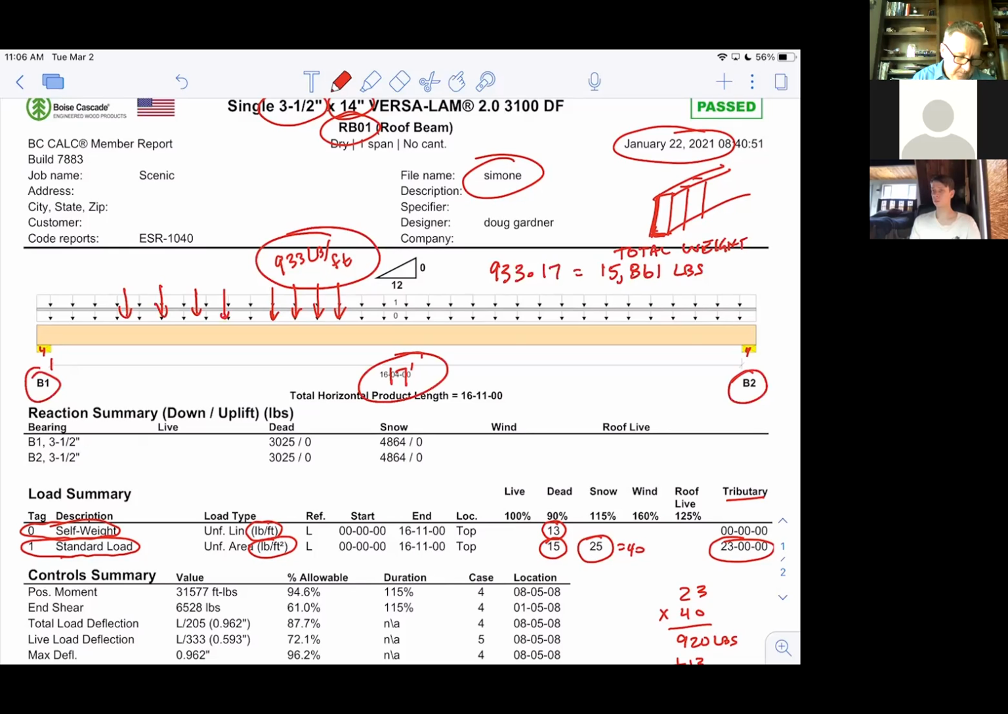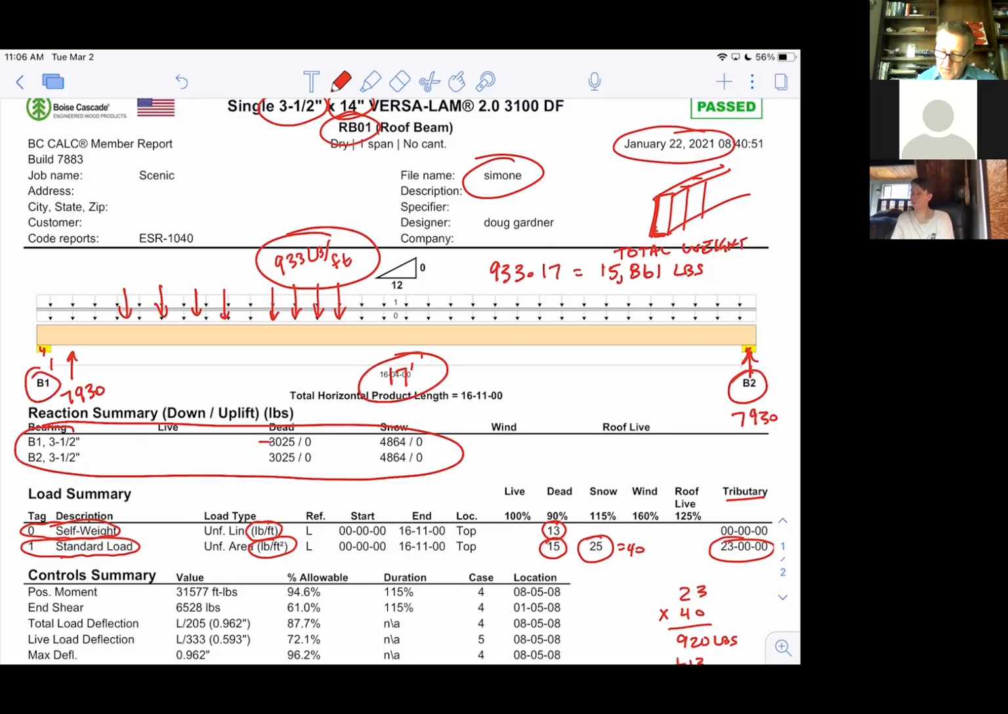If I say divided by 2, I get roughly 7,930 pounds reaction at each of these. And over here, same thing, 7,930 pounds. Notice that's exactly what this says right here. Like that was all kind of calculated for me. I say notice it says that's exactly true. Let's see if I add 3,025 for the dead load plus 4,864.